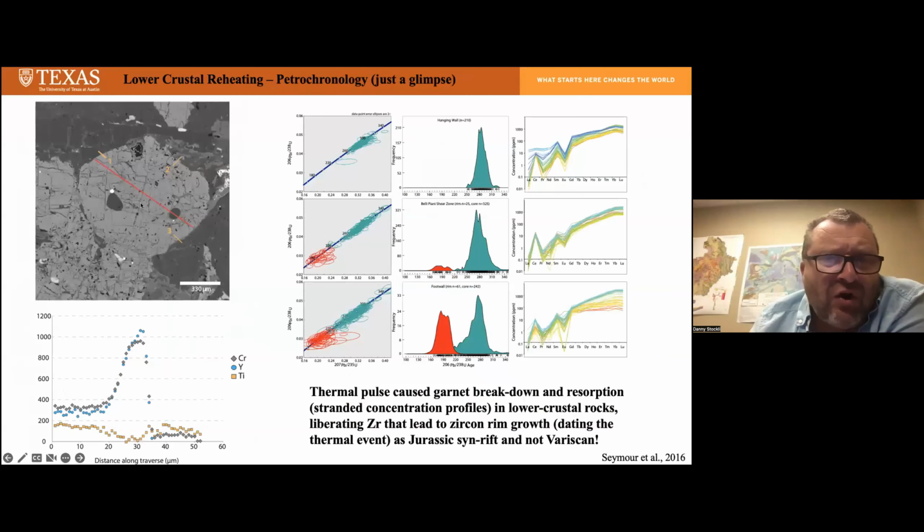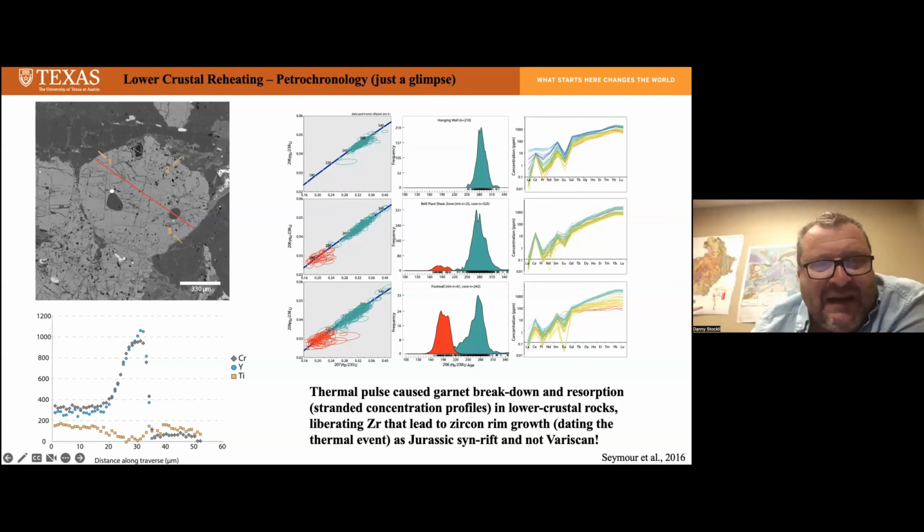And it's been long known in Corsica that you have this reheating that leads to these resorbed garnets with these stranded concentration profiles, and they've always been interpreted as being Variscan. But once we started analyzing the zircons around these garnets, what we started to see is that you have metamorphic rim overgrowths that are consistent with garnet breakdown that are in fact Jurassic in age.